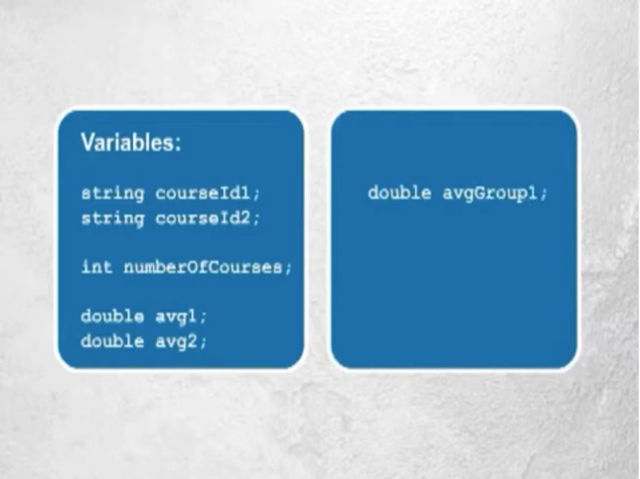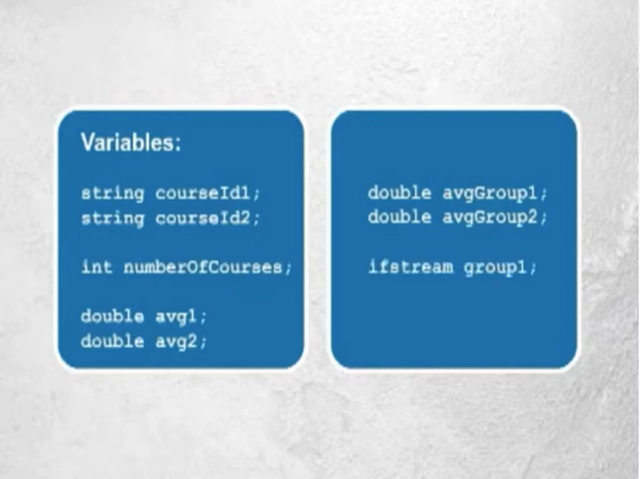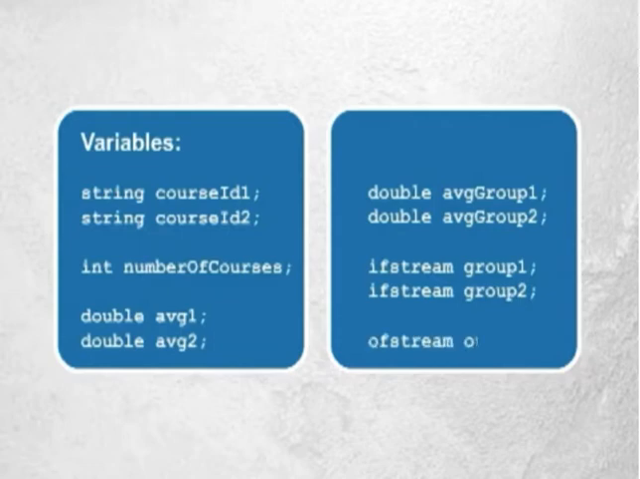Similarly, average group 1 and average group 2 are the double variables to store the average scores for groups 1 and 2. You will also need file stream variables to read data for groups 1 and 2. Group 1 and Group 2 are ifstream variables. An outfile is an ofstream variable.